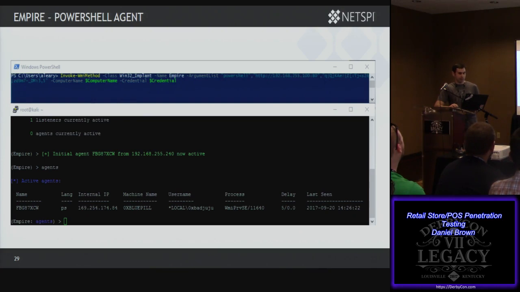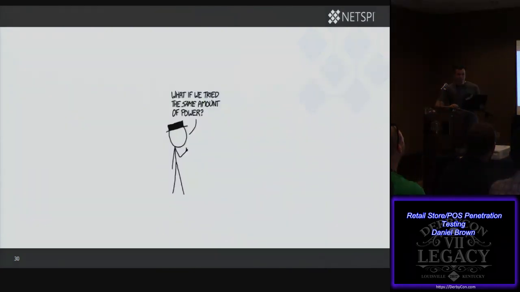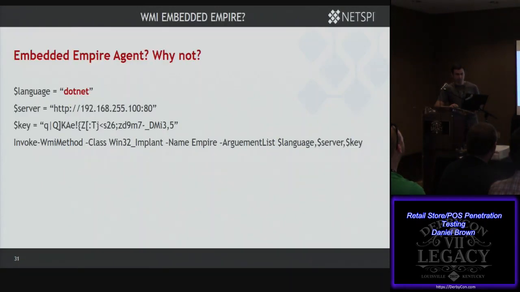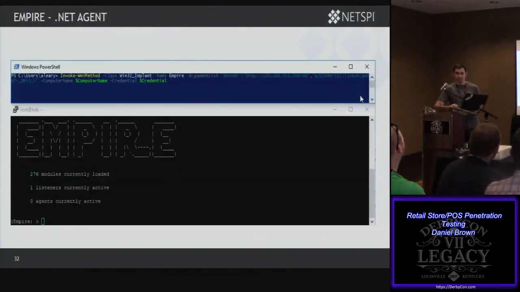So that's cool. But what if we did it slightly differently? Let's rewrite the Empire agent so that it just runs in C#. So we have an embedded Empire agent in there, and we don't need PowerShell anymore. So we don't even need to call the System.Management.Automation library. And sure enough, if we just specify the .NET for this provider, it'll call back.